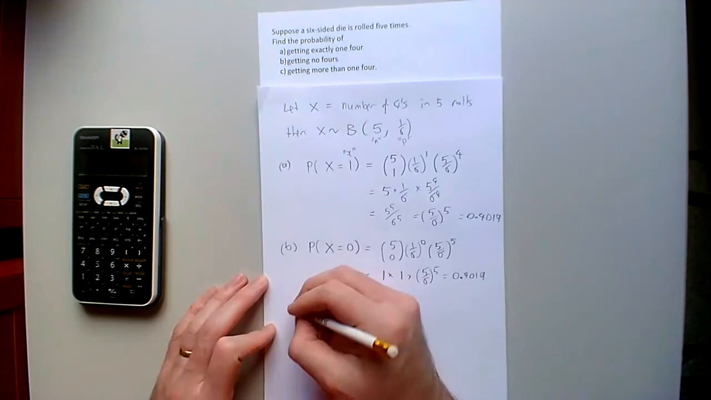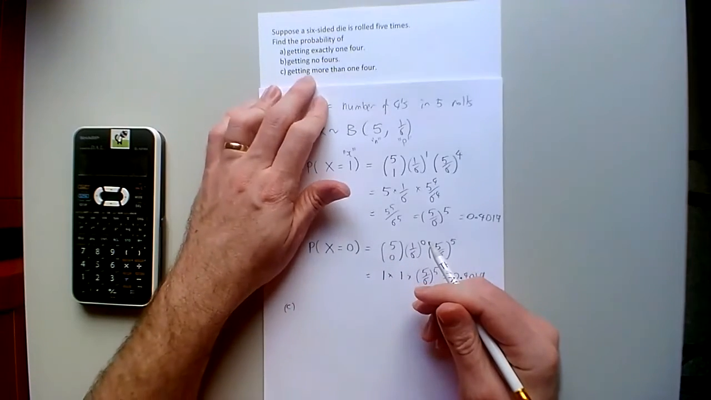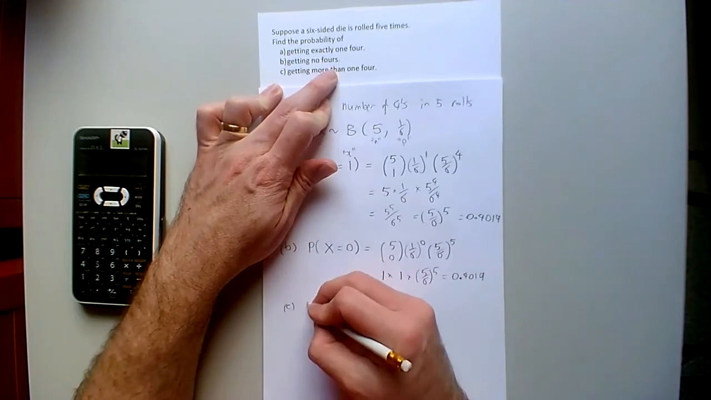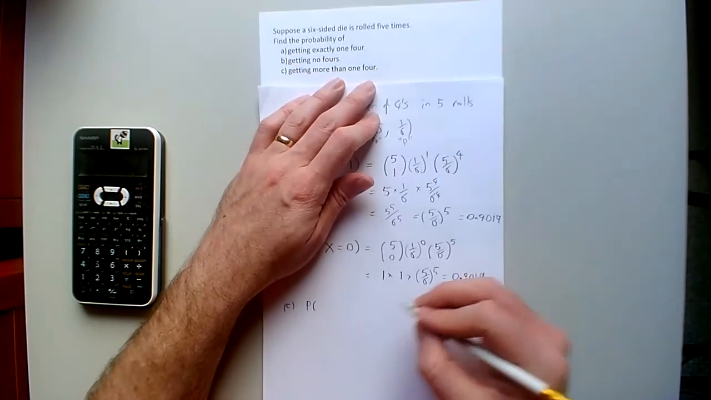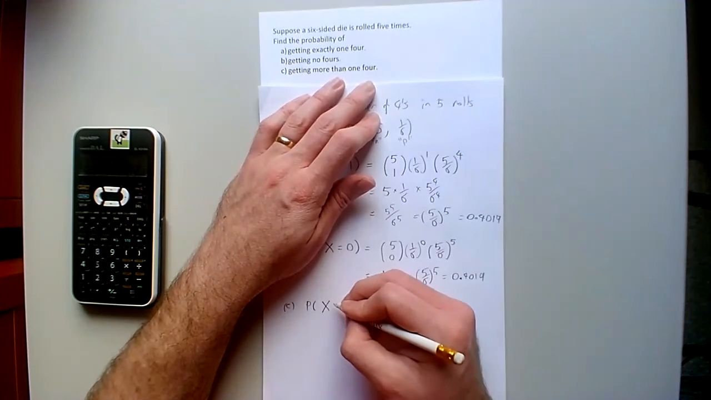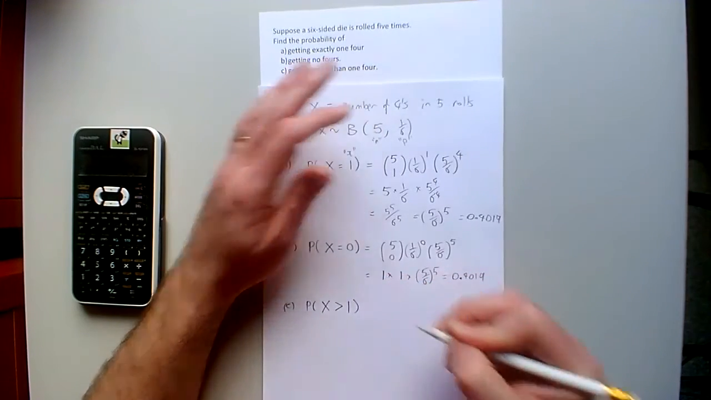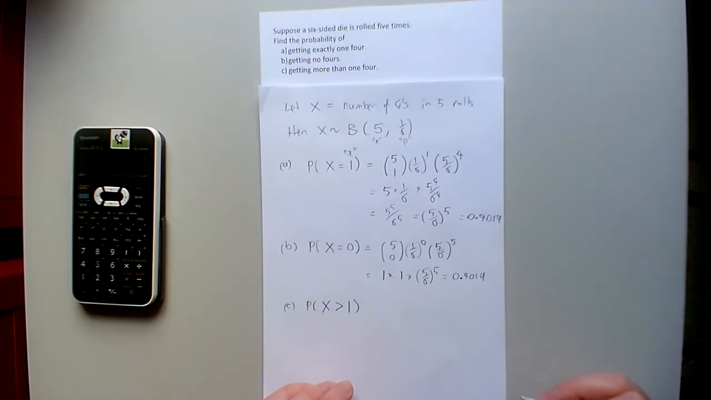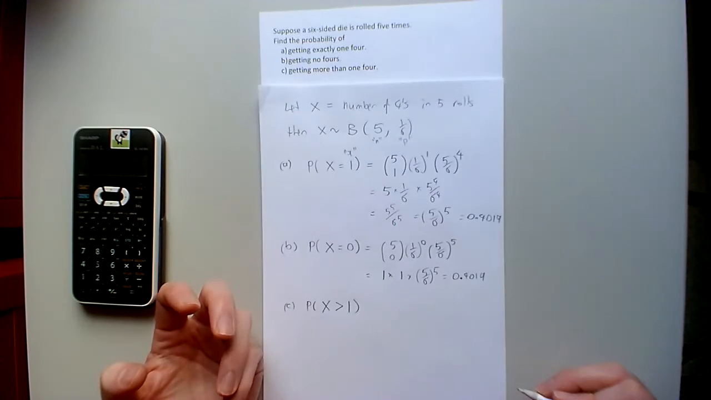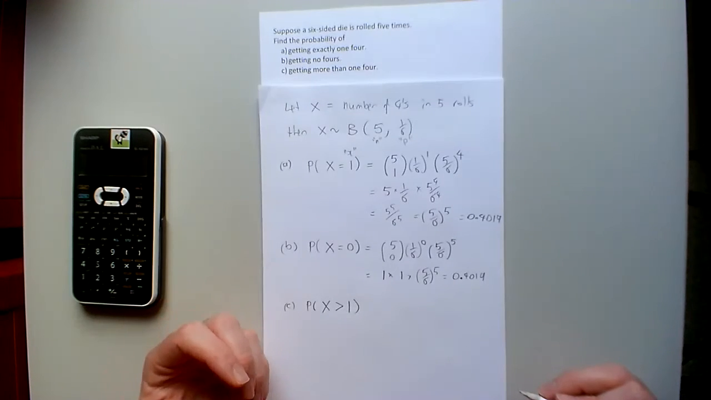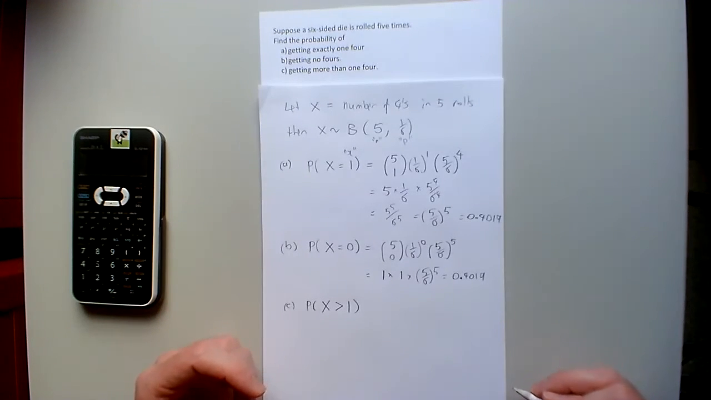All right, C, probability of getting more than 1 four. So the probability of more than 1 four, so the number of 4s, X, is more than 1. So I can use greater than here. That would mean that I could have 2 or 3 or 4 or 5 4s. So I could figure out all of those probabilities separately and add them up.